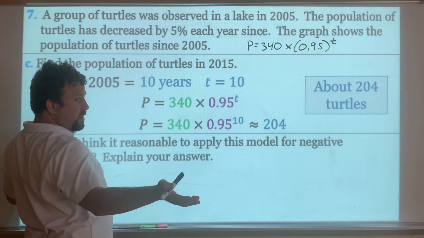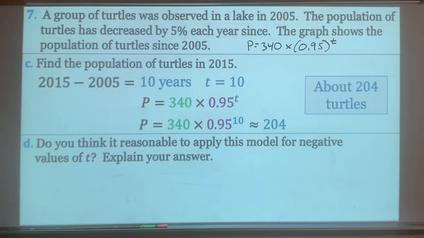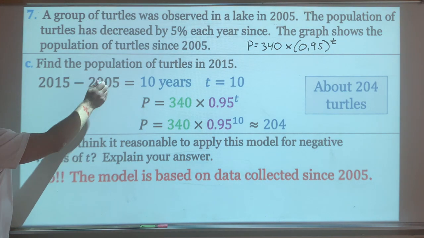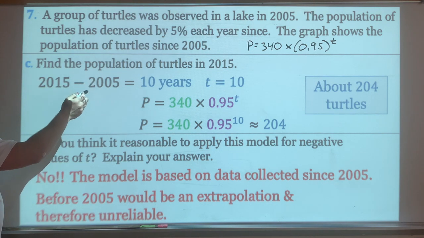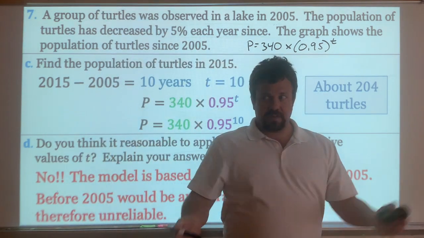So what's the difference? If they ask you the difference, subtract the two. 136 turtles less. Do you think it's reasonable to apply this model for negative values of T? Here we go. Can you use a negative value of T, do you think? Discuss. No. Why can't you use negative T? The model is based on data collected since 2005. If my T was negative, we can't go back in time. It would be an extrapolation. It would be values from 2004, 2003, 2000. We want an interpolation. We want data collected from that date until now.